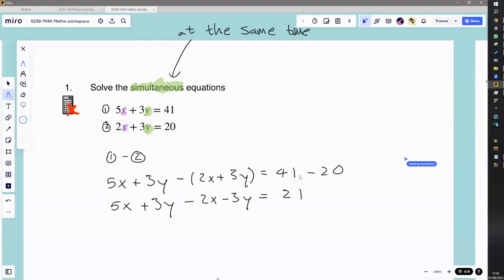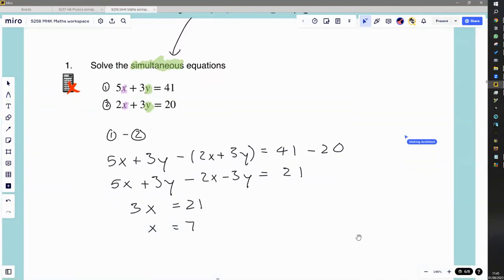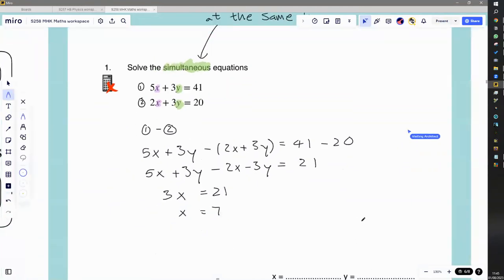So let's collect the terms. 5x minus 2x is equal to 3x. You've got plus 3y minus 3y, so they cancel out, which is why I chose to do this method. That is equal to 21. And then from here, I can divide both sides by 3. So I can say x is equal to 7. So now I've got part of the solution done. By combining the two equations, I worked out that x is equal to 7.